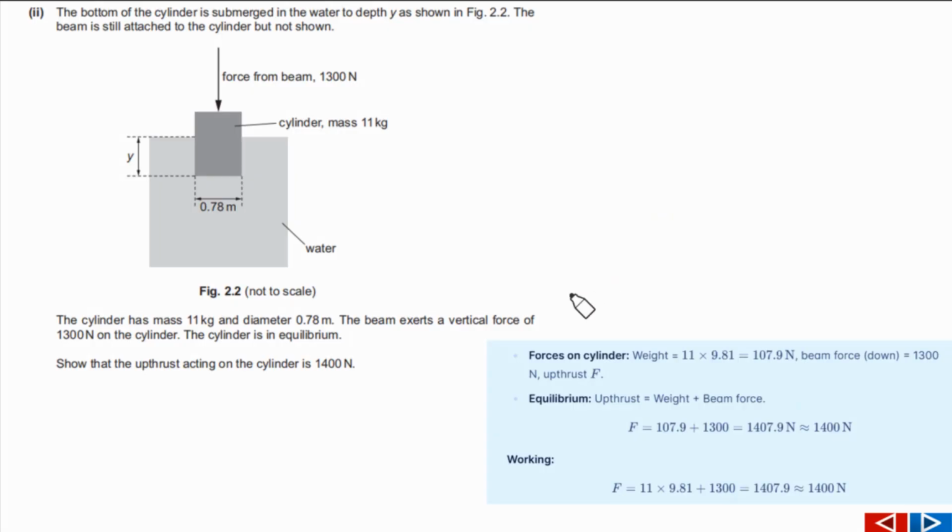For this part we need to calculate upthrust. In this case, upthrust is equal to the weight of the beam plus the force from the beam. Weight is acting down and the force from the beam is also acting down. That's the reason for the upthrust. So this is equal to weight plus force from the beam. Then by simply equating we can find the answer. This final answer has 2SF because the least number of SF in the given data is also 2SF. That's the reason you have to use 2SF.